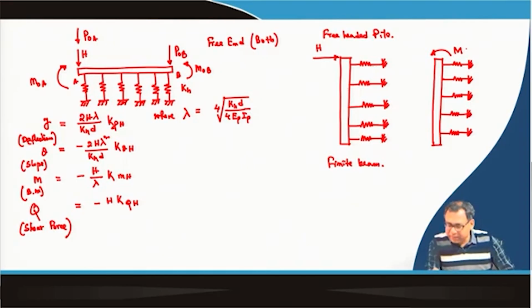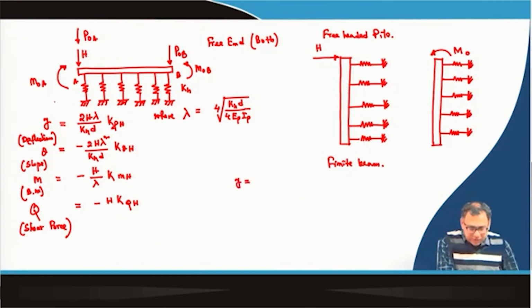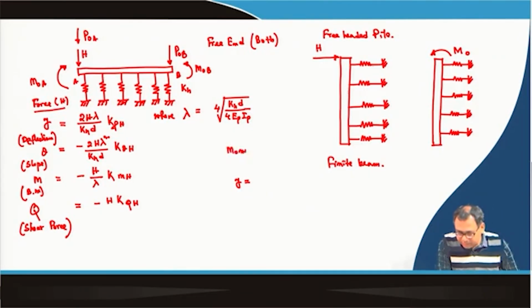So, if the bending moment is applied, then the equation of the pile will be, that means this bending moment is applied. So, for the m0 bending moment, the similar type of expression y will be equal to, this is for the horizontal force, this is for the force h, and these expressions are for the moment m0.